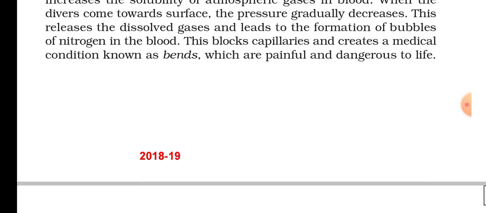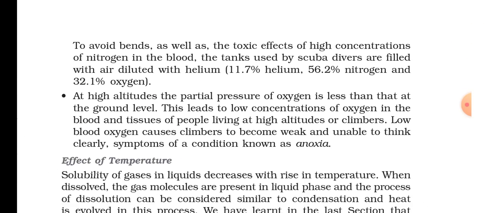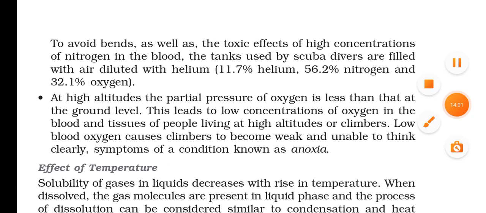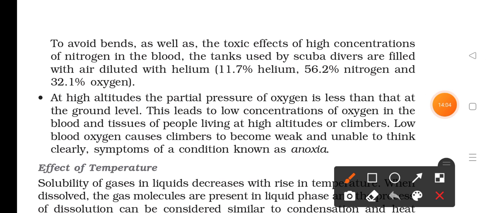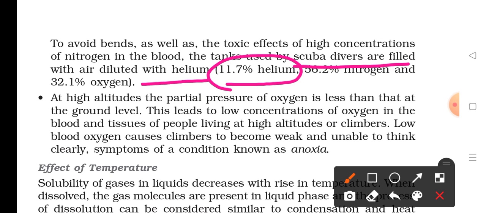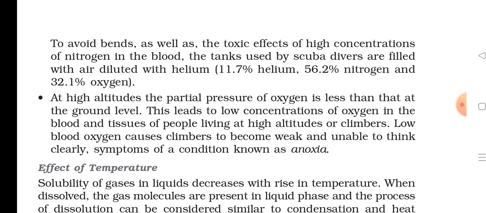And the third application of this is that, to avoid this condition of bends, scuba divers use air with helium. If they use 11.7% helium, 56.2% nitrogen and 32.1% oxygen, it will be helpful for them. Then the bubbles of nitrogen are not that many. Okay, so it's good for them. So they use this mixture of gases.